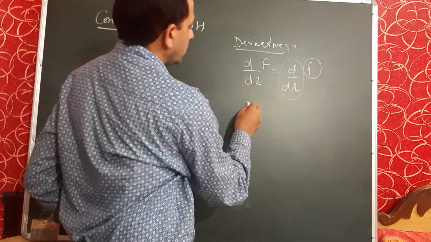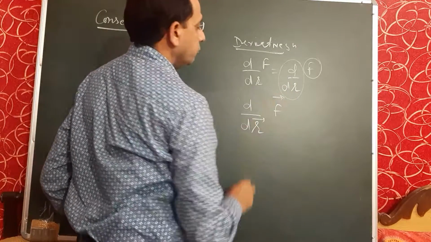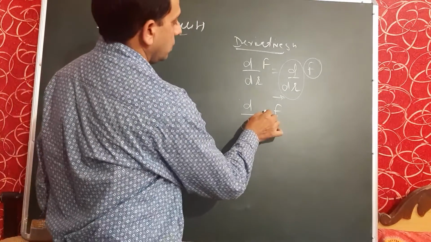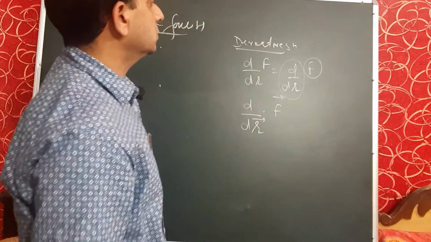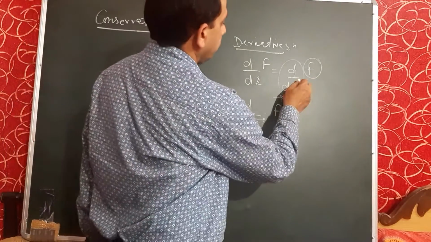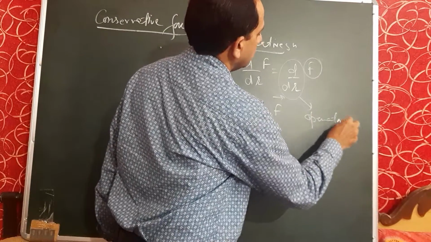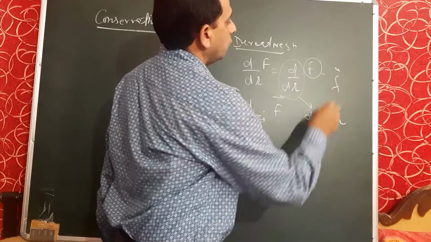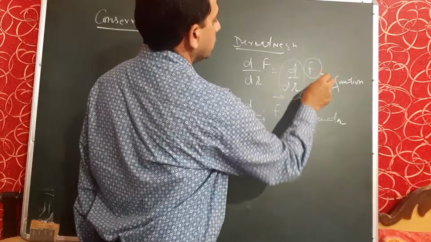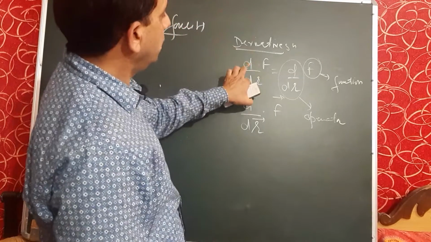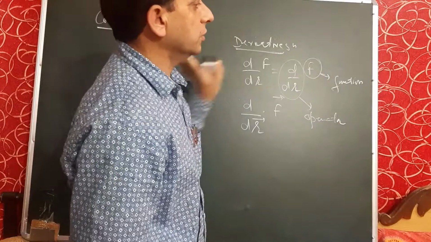So, in vector form it may be written as d/dr and f. It is the multiplication of two terms or two parameters. The first term is called the operator and the second is called the function. So, we can say that the derivative of any quantity is the product of the operator and its function.